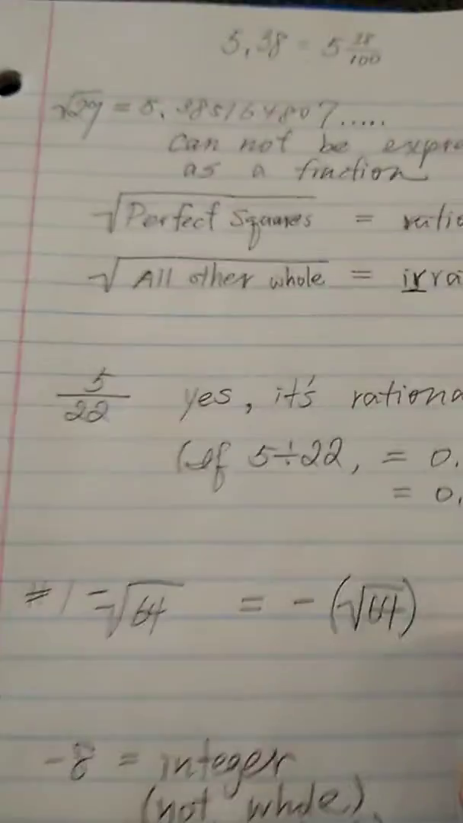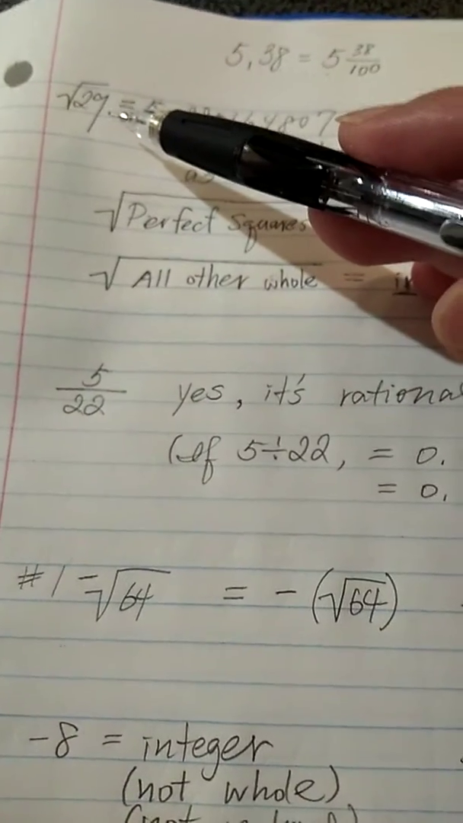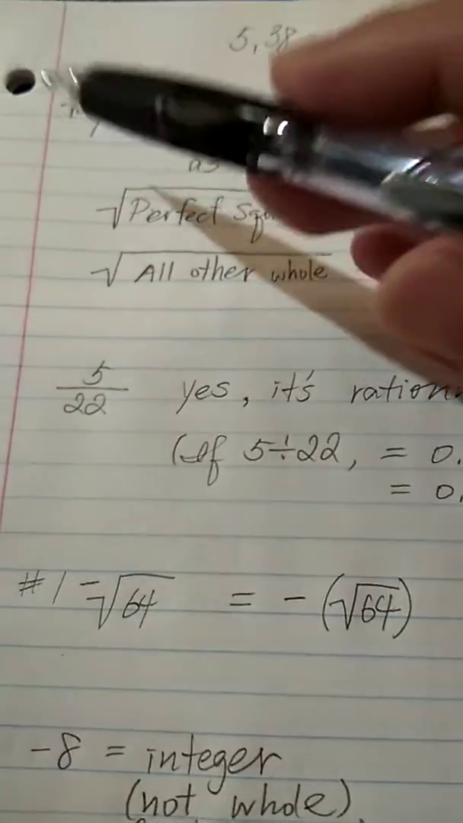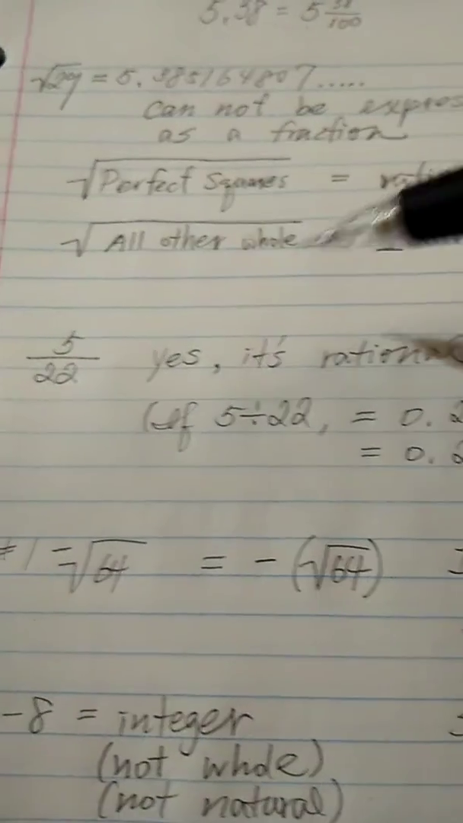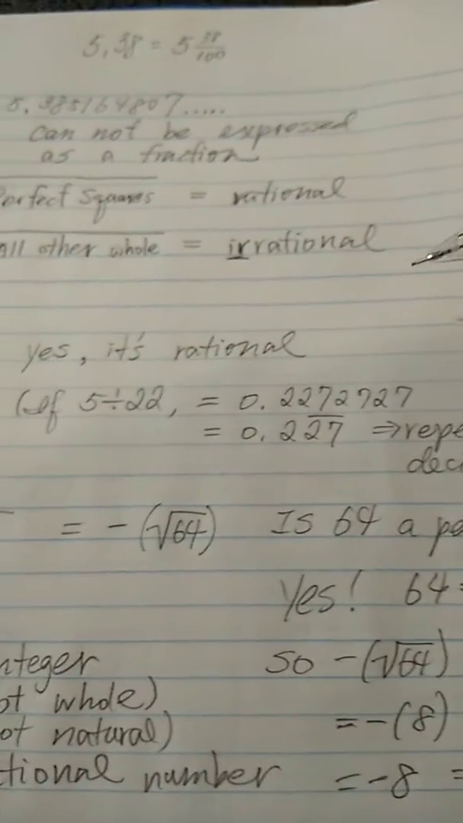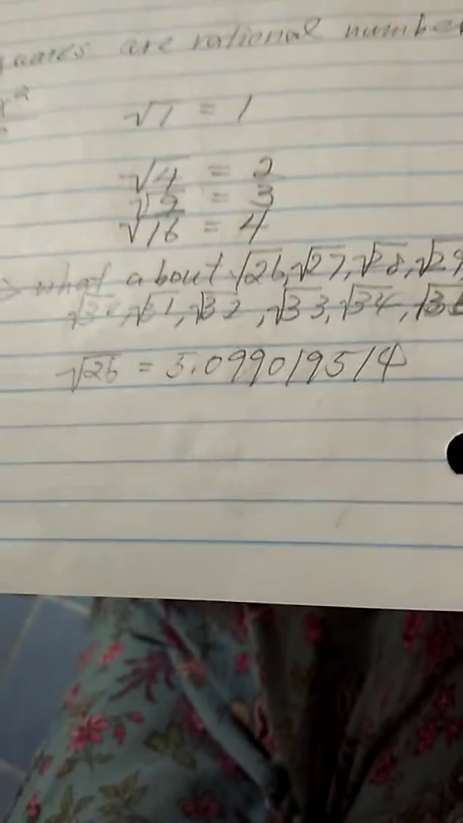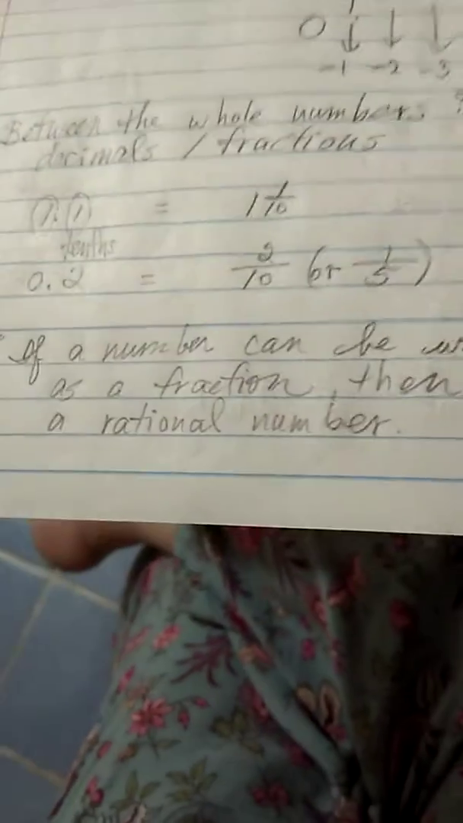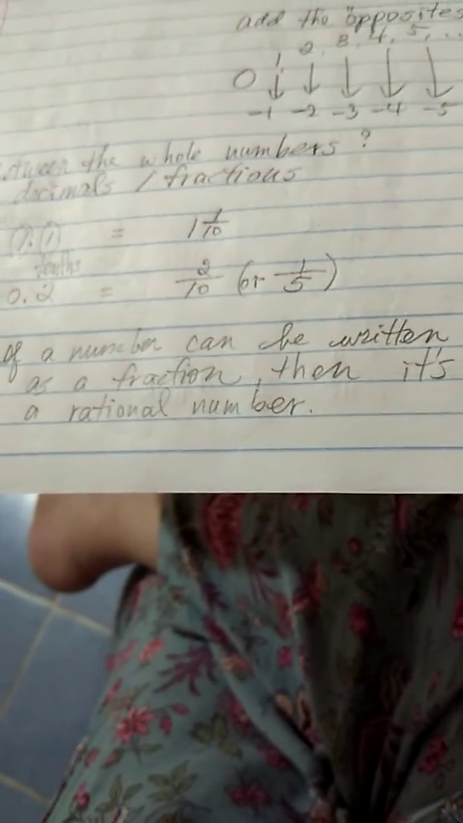Okay, so that means all of these numbers, these radicals or square roots of these whole numbers, are irrational numbers because we cannot express them as fractions. And a rational number has to be something that you can express. Let me show you. It has to be a number that can be expressed or written as a fraction.